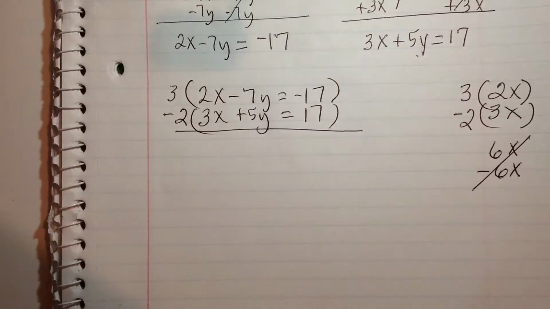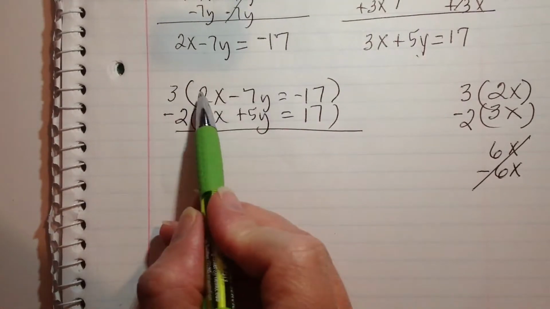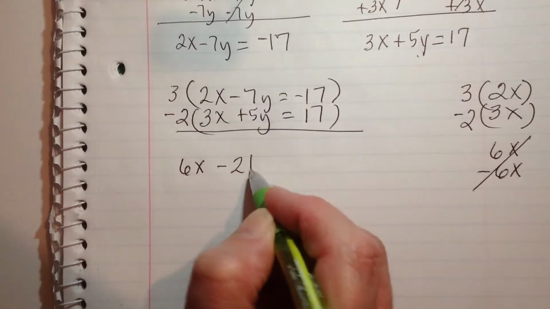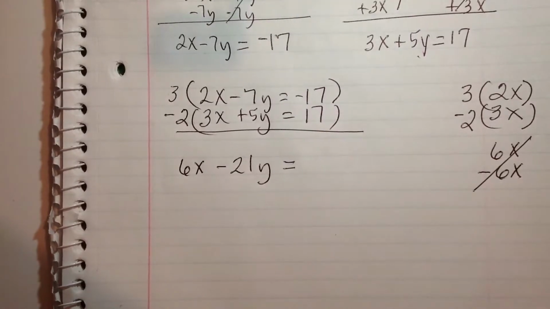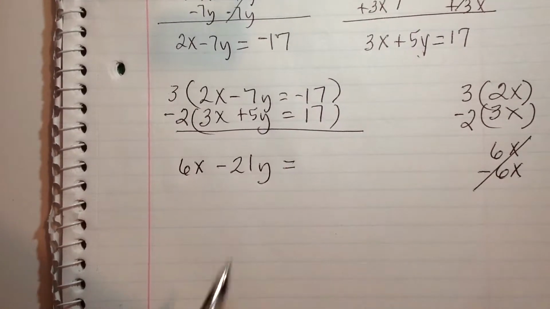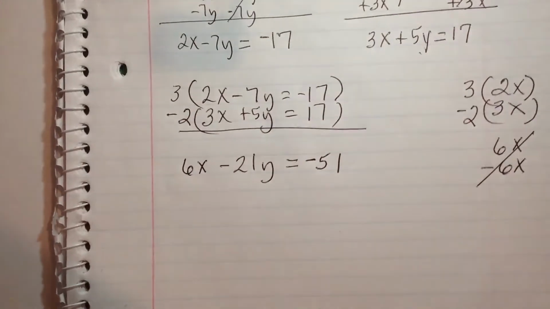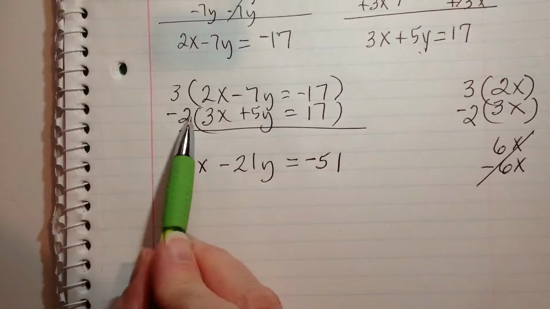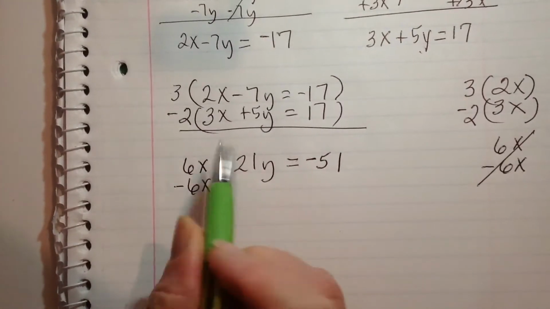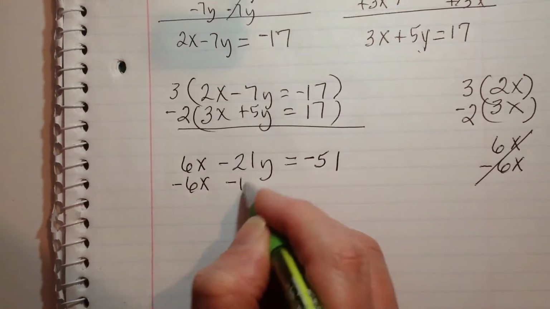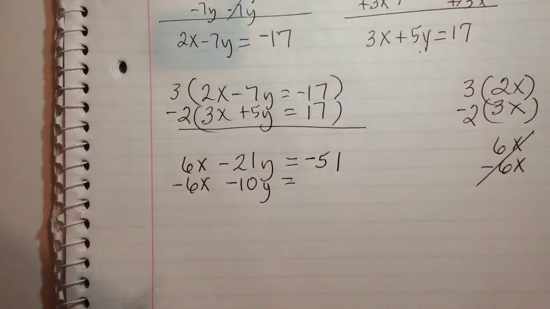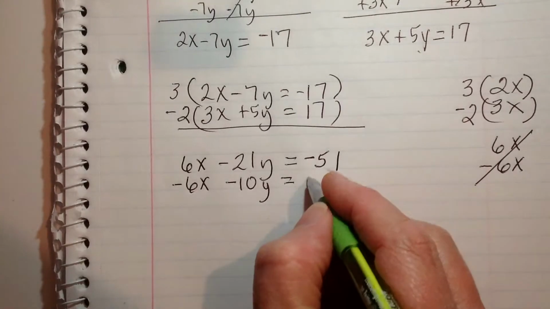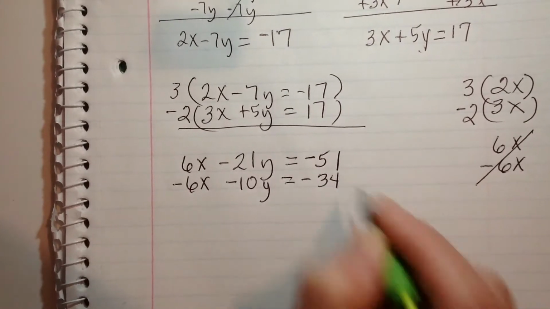So let's multiply each one through the first line by 3. 3 times 2x would give me 6x. 3 times negative 7 is negative 21y equals 3 times the negative 17, which would be negative 51. Now let's multiply the second line through by negative 2. Negative 2 times 3x is negative 6x. Negative 2 times positive 5 is negative 10y equals 2 times... and negative 2 times 17 gives me negative 34.